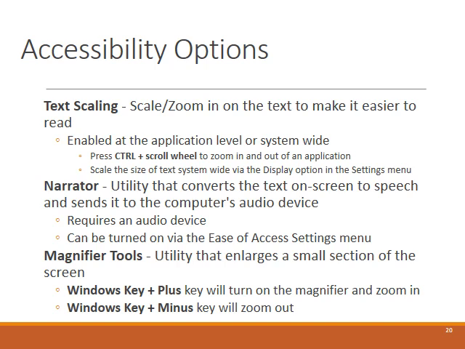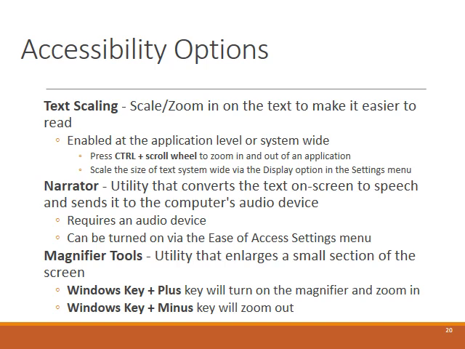So the first one we want to talk about here is text scaling. Text scaling allows you to scale or zoom the text to make it easier to read. This can be enabled at the application level or system-wide. So at the application level, you can just press the control key and the scroll wheel.